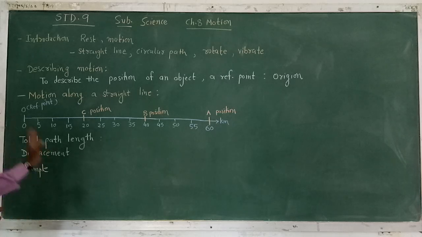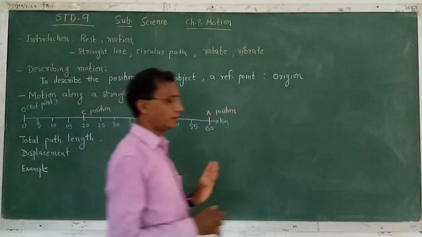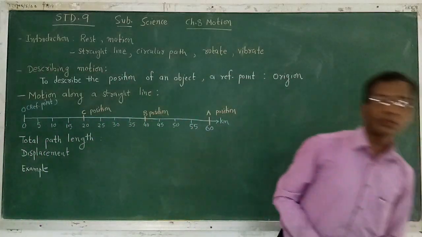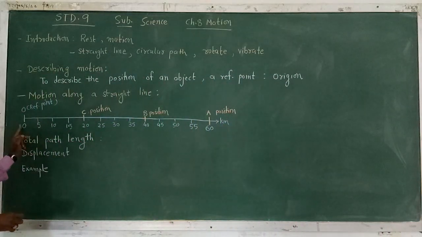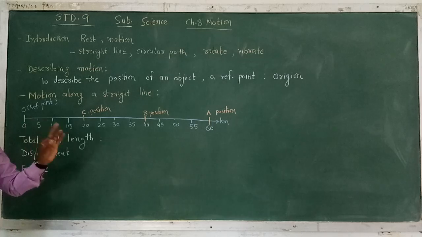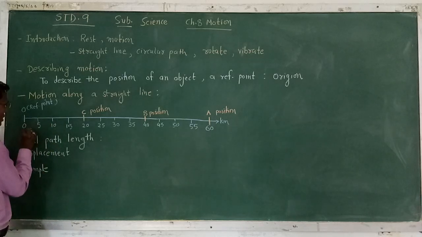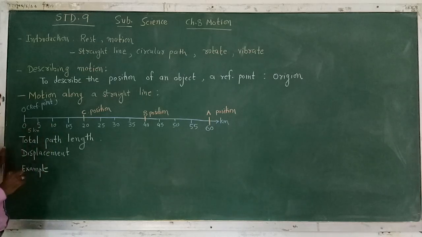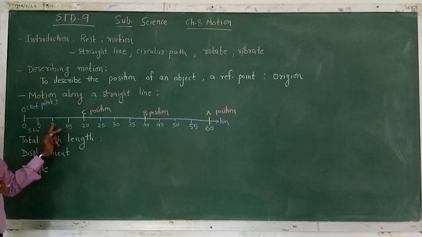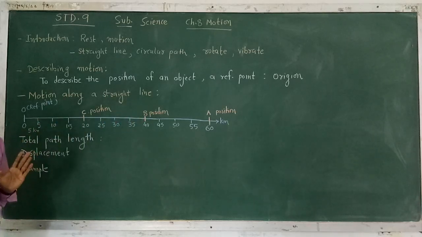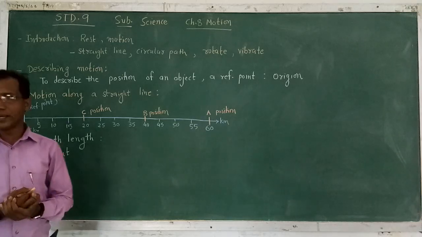Here we will calculate the total path length. First we take 5 minus 0, that is 5 km. So this distance is 5 km. 10 minus 5, 5 km. 15 minus 10, 5 km, and so on. So here we calculate the total path length.